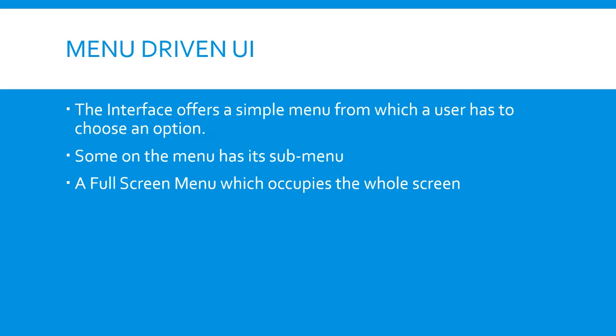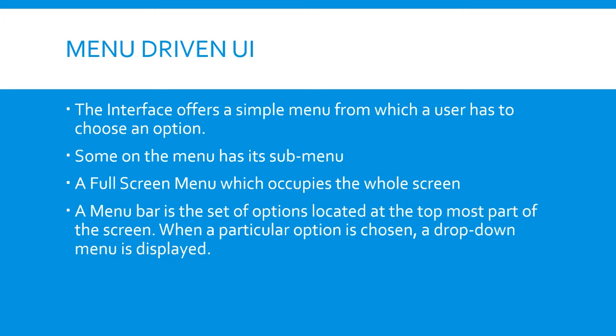And then we have the full screen menu, which occupies the whole screen. It has a menu bar wherein all the set of options are located at the top of the screen. That's the menu bar. When a particular option is chosen, a drop-down menu is displayed, and the drop-down menu offers other options or menus with their sub-menus.